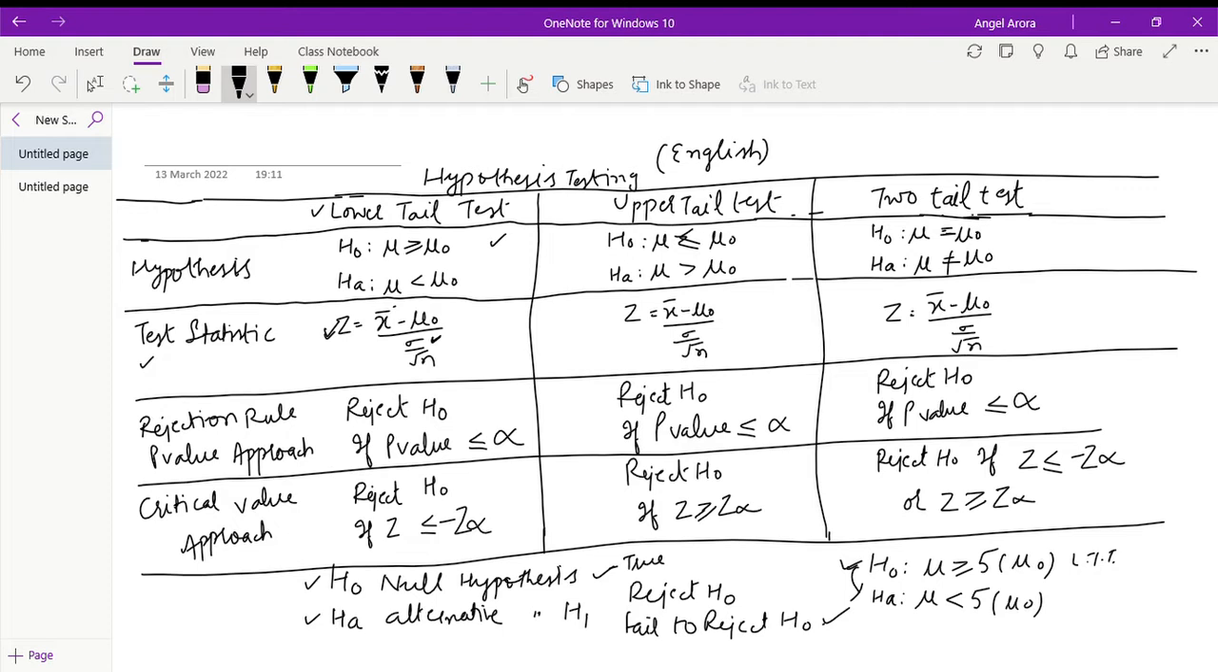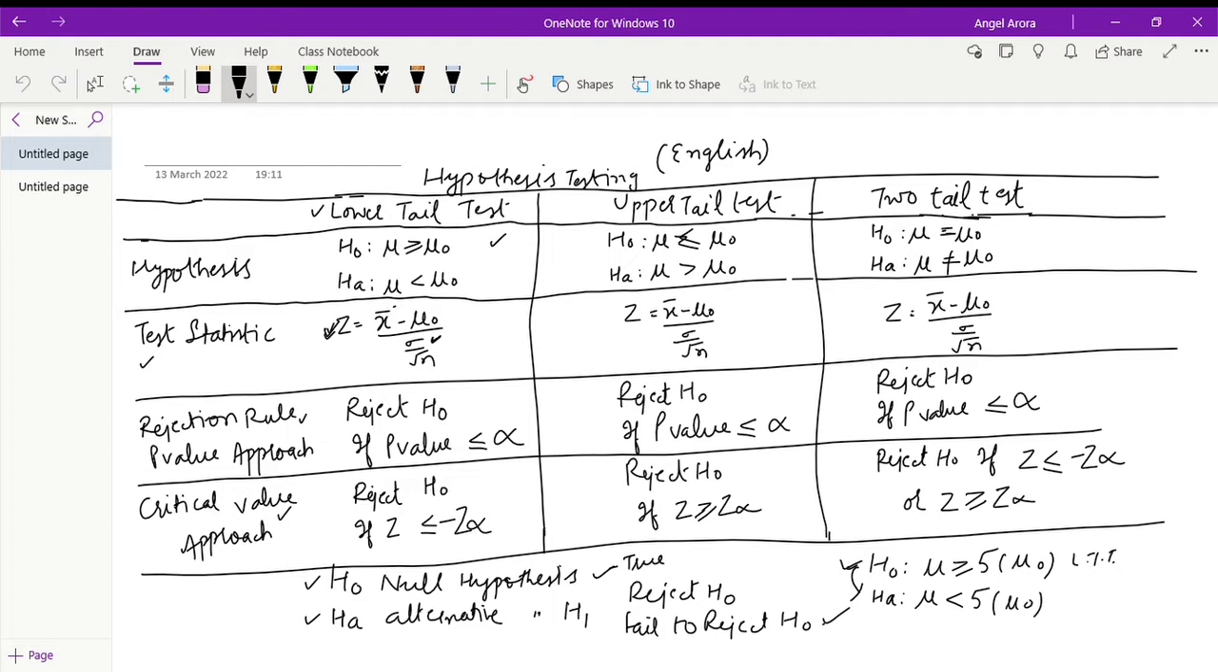So n is the sample size here. So this way we can calculate the value of z. So, second row, test statistic, we have done that. Now next is the rejection rule, p-value approach. But before this, I want to talk about the critical value approach, because after this it will be easy for you to understand the p-value approach. So first we will do the critical value approach.